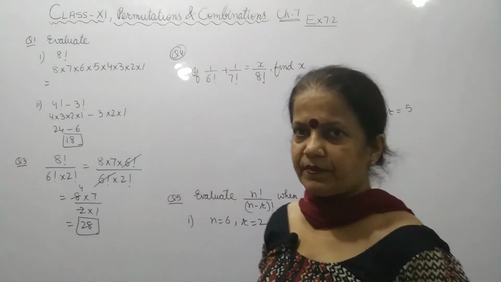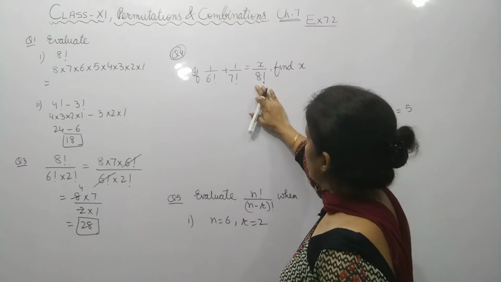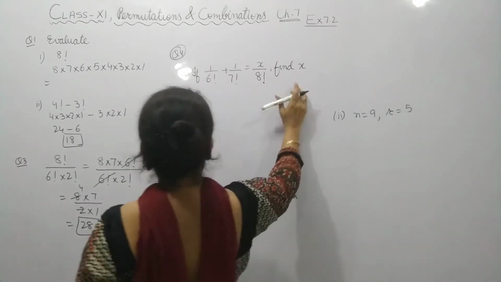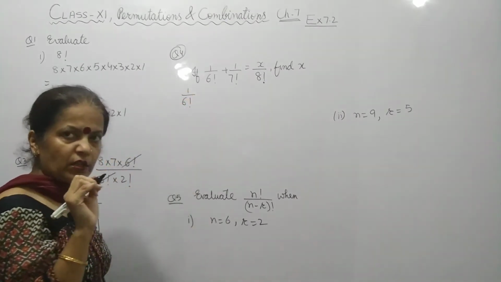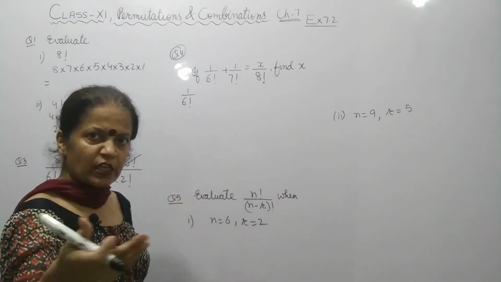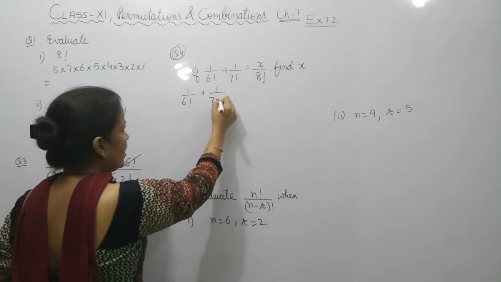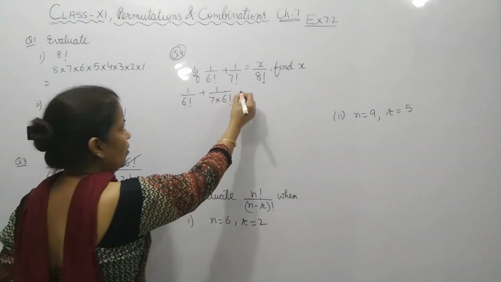Clear? Okay. Question 4. If this equals to this, find x. We have to find x. So let's go for the question. 1 upon 6 factorial, keep it as it is. See, why will we keep it? Because 7 factorial, if we expand it further, how can you write it? 1 upon 7 multiply 6 factorial. Can we write it like this? Okay.